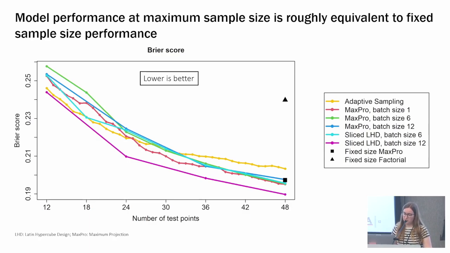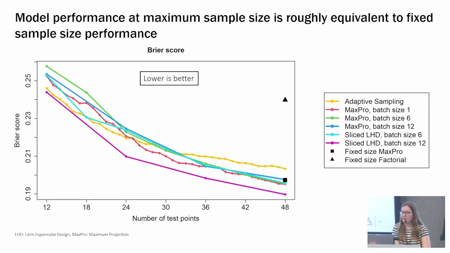The first one, which is the black triangle, is a fixed size factorial design, really just as a sanity check to make sure that these classical design of experiment methods really are as bad as we think. You can see that the fixed size factorial design is performing nearly as badly as our starting design of 12 test points for all of our sequential ones. So that is not a surprising result.